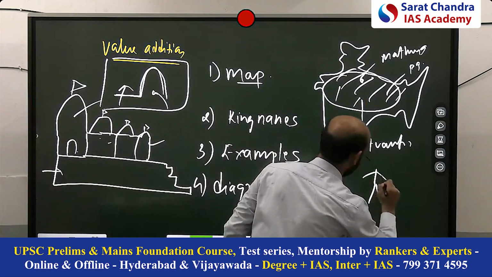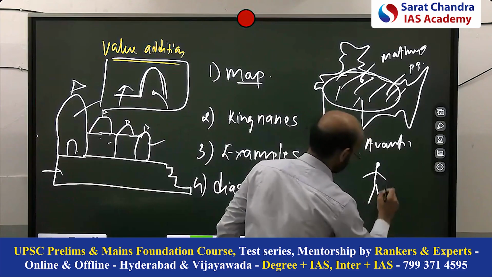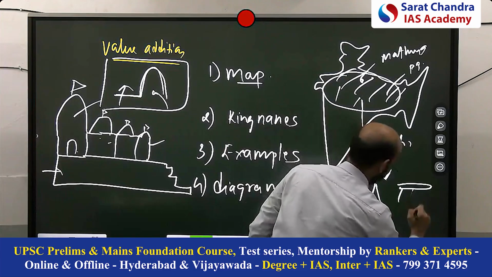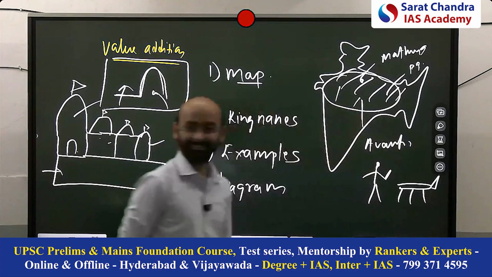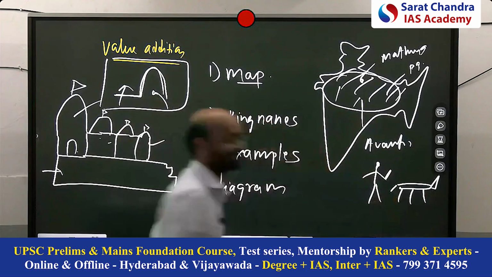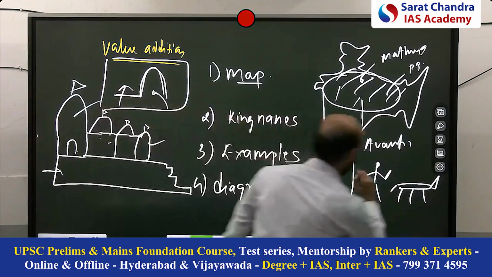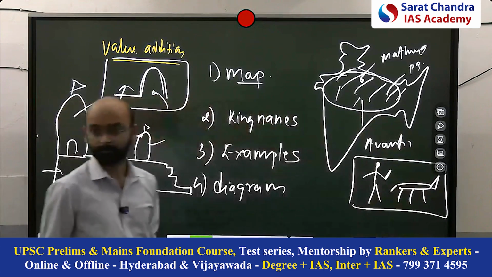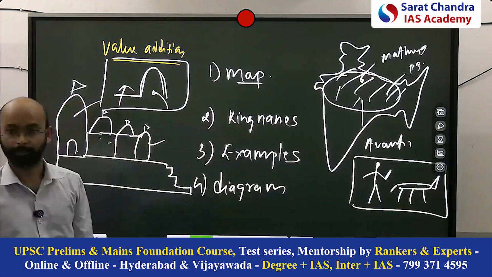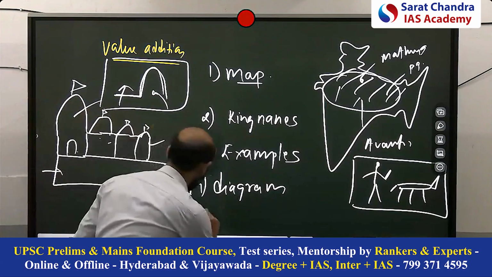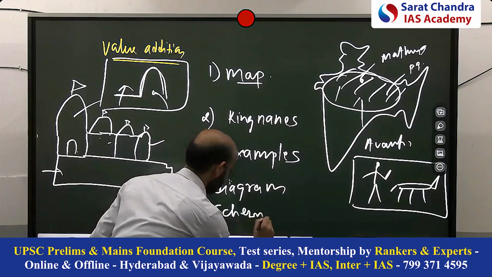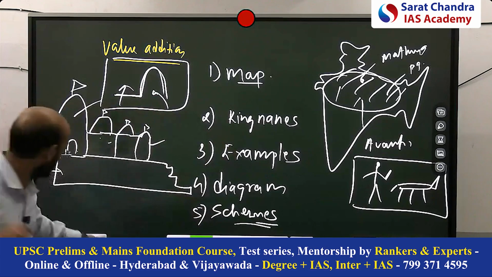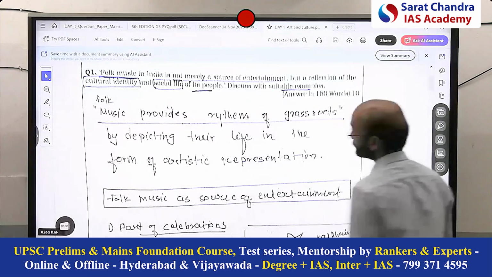If they ask about rock cut paintings, something like this they are carrying. You getting the animal? They made like this only, na? So tail also. So rock cut temple. You make a box. So one is hunting. This is animal. So the diagrams make the value addition. Then schemes. If you are able to mention, this is the 5 dimensions we can use for the value addition. Okay. Now let's see in my answers how I have written.